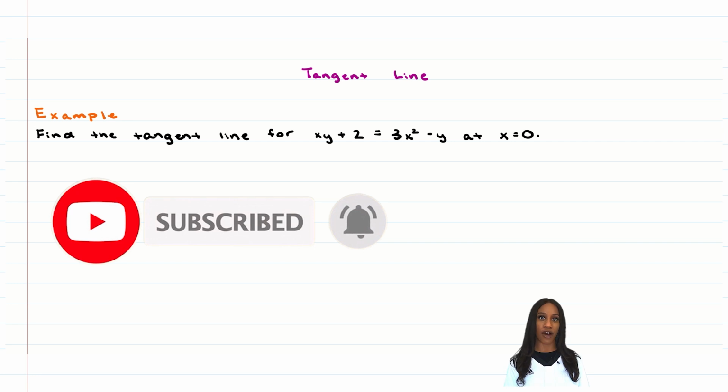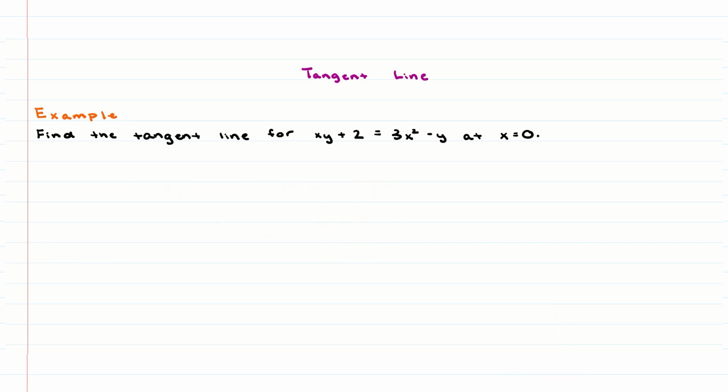Alright, now let's take a look at our example. Our example says find the tangent line for x times y plus 2 equals 3x squared minus y at x equals 0. And the first important thing to note is that our tangent line, whatever we find it to be, needs to be written in slope-intercept form. That is, y equals mx plus b. Here, m represents the slope and b represents the y-intercept.